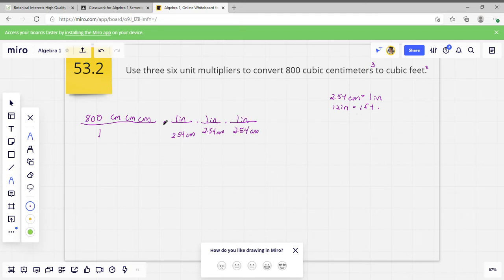Okay, now I got to go from inches to feet. And if I have 12 inches and 1 foot, my inches are going to have to go on the bottom. 12 inches, 1 foot. And I have inches 3 times: 1, 2, 3. So that means that I'm going to have to do my converter 3 times.